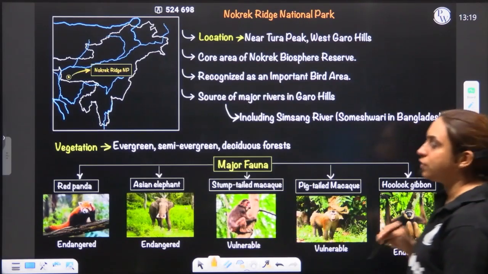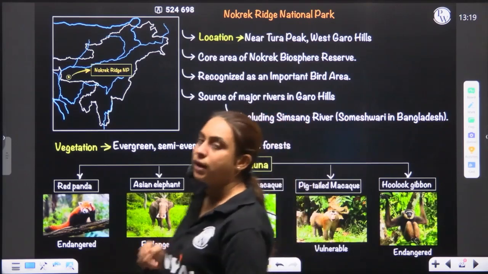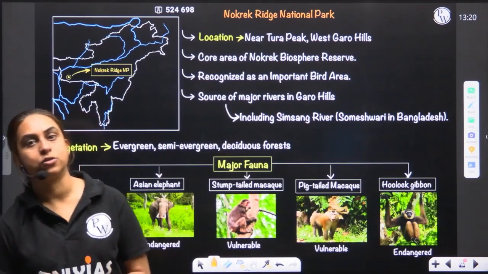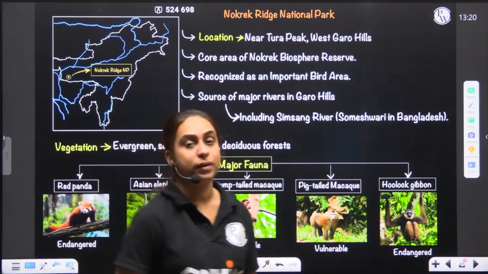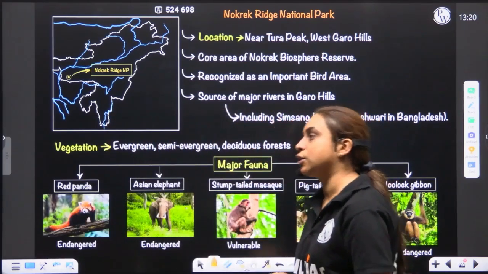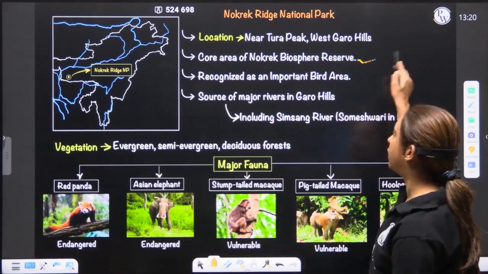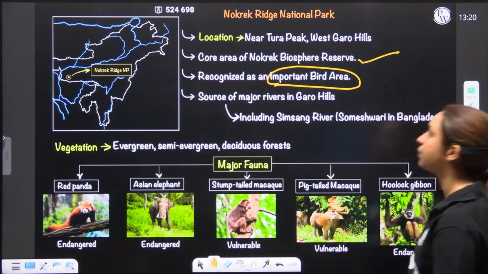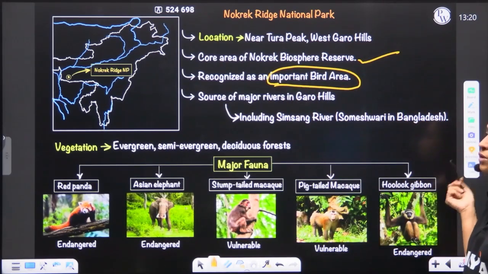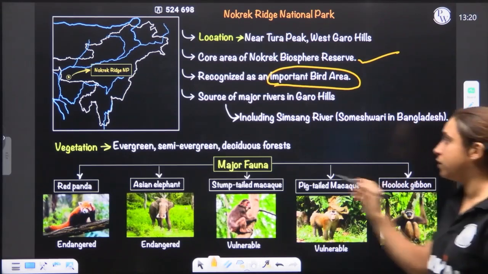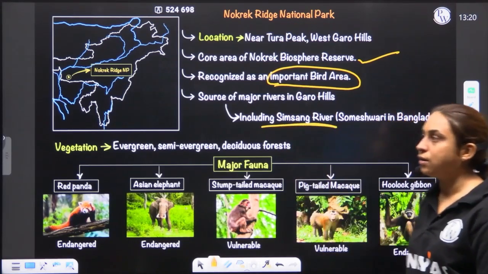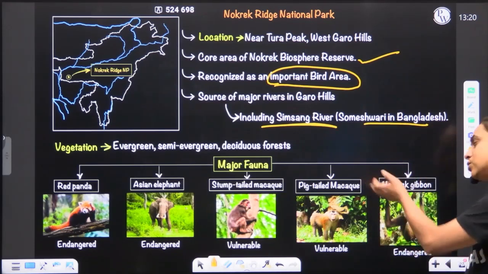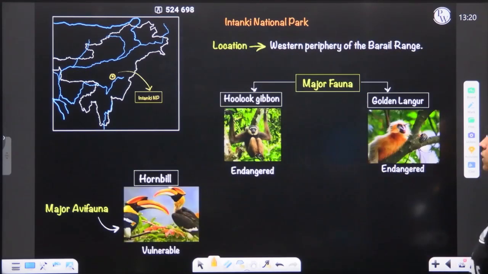Then here, because we are in the northeast, let's also do the Balpakram National Park. That is at the Tura Peak. We know that it is on Garo Hills. There's a peak called Tura Peak where you have this Biosphere National Park. It is also one of the core areas of the Biosphere Reserve. It is recognized as an important bird area. It is one of the sources of major rivers in Garo Hills. That is the Simsang River, that becomes the Someshwari River in Bangladesh.